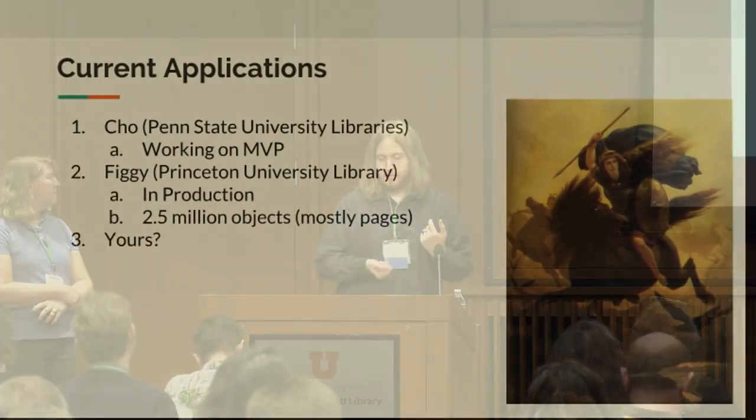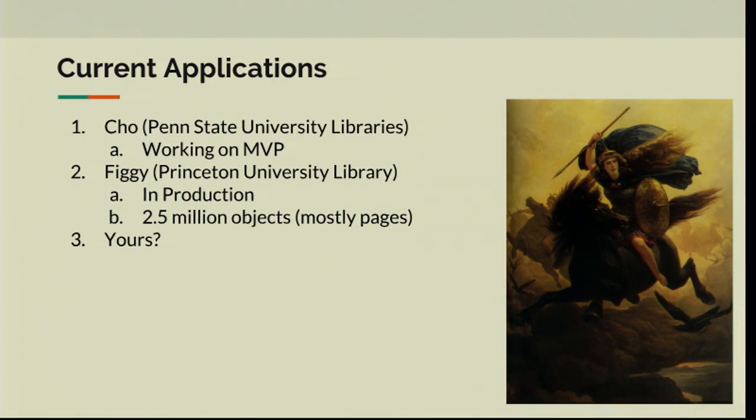So there's also Figgy at Princeton. It's called Figgy. It's in production right now. We have about 2.5 million objects running through it. Most of those are pages of books. So if you run the search results, it looks more like 60,000, but it's because every one of those has thousands of pages.